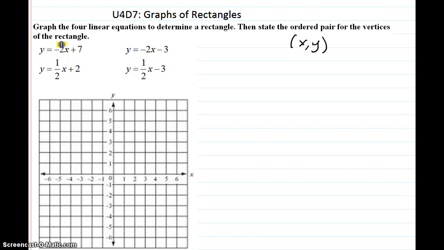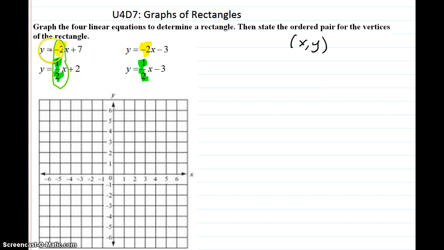First, notice that these two lines have the same slope, and when two lines have the same slope, they are parallel. And then notice that these two lines also have the same slope. That means those two are parallel. And then the last thing to notice is that these two slopes are opposite reciprocals, so that means that these lines are going to be perpendicular to each other. And when they're perpendicular, they make a right angle. So let's go ahead and start by graphing these.